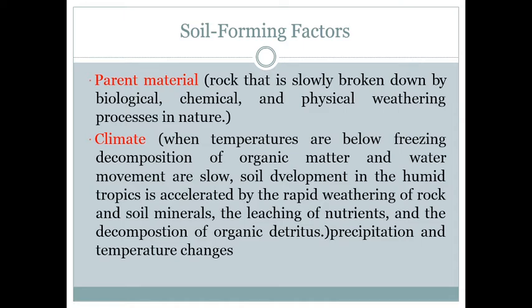Now, aside from parent material, we have other factors. We have the climate. When temperatures are below freezing, decomposition of organic matter and water movement are slow. In contrast, soil development in the humid tropics is accelerated by the rapid weathering of rock and soil minerals, the leaching of nutrients, and the decomposition of organic detritus. Detritus is the product of detritivores. What are those detritivores? These are organisms that degrade decomposed material. Ants, for example, are considered detritivores.